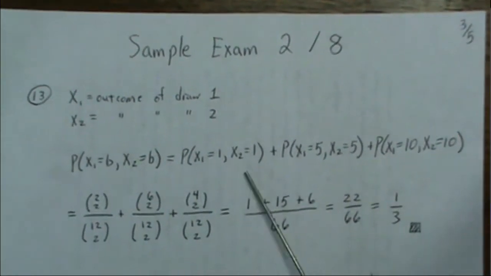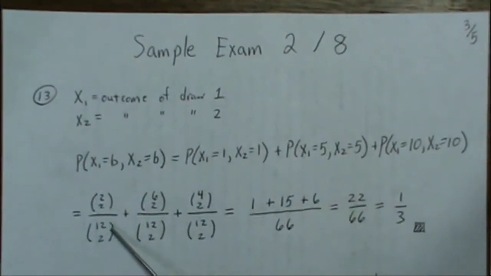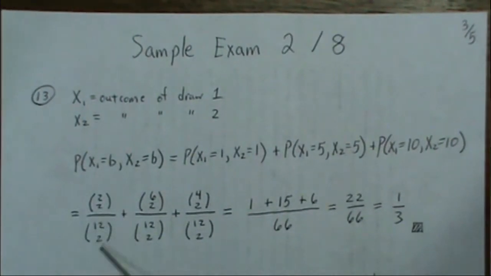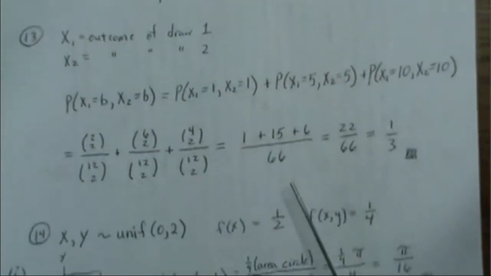Well, we can find those probabilities. The 2 choose 2 over the 12 choose 2, and here is 6 choose 2 over 12 choose 2. And then that equals 22 over 66, which is 1/3.